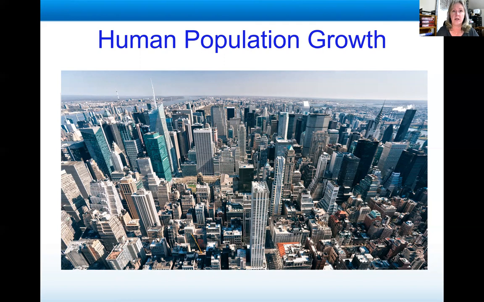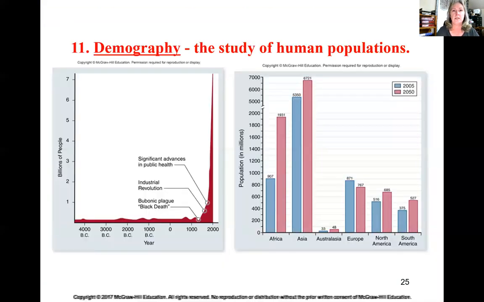We have this current epidemic of COVID-19, and we can see how disease and things like that can impact population growth. But other things that influence population growth are the amount of resources or the environment. So keep those things in mind. The study of human population sizes is called demography.